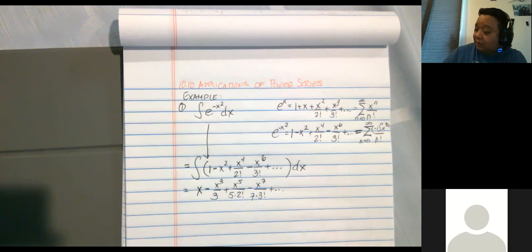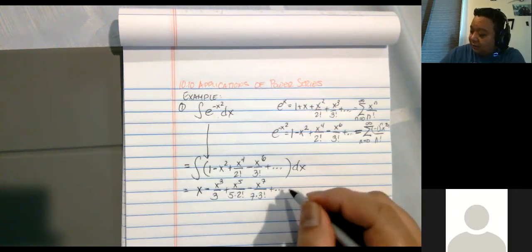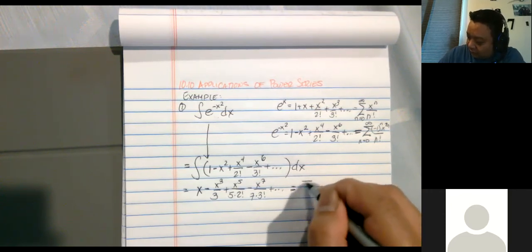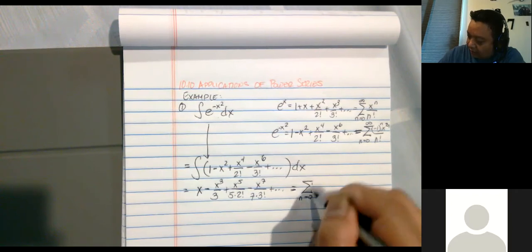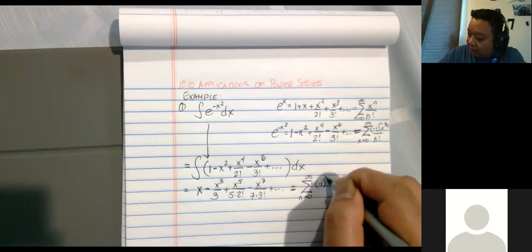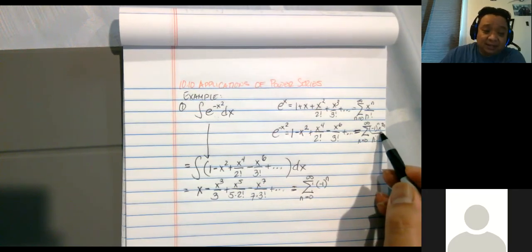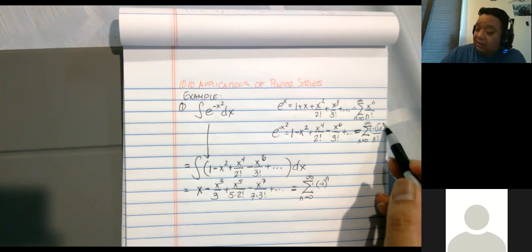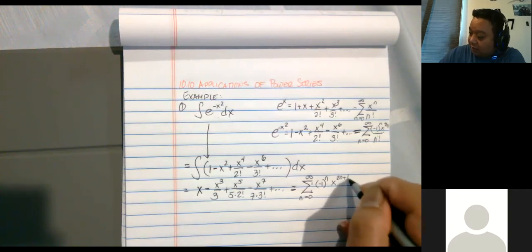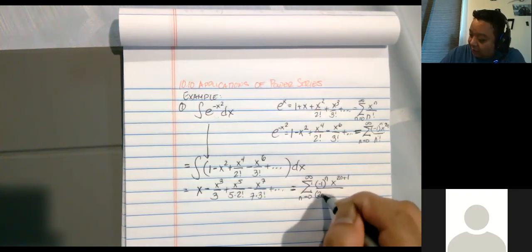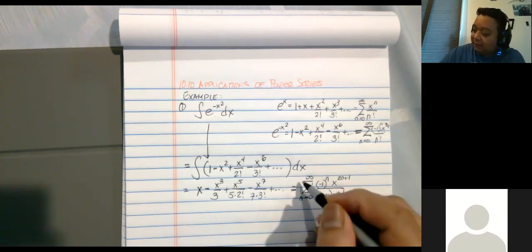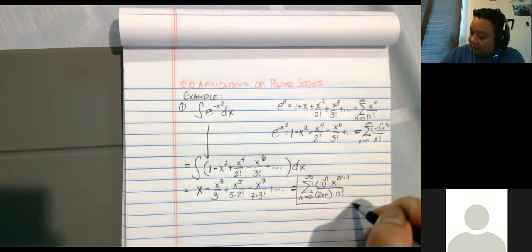Now in summation notation, n equals 0 to infinity. If I integrate this, I'll have a negative 1 to the n power. And again, the x is your variable, right? So integrating this, you're going to add 1 to the exponent. So x to the 2n plus 1. And then you divide by that exponent, 2n plus 1. And then remember, you still have the n factorial. And so this ends up becoming your power series.